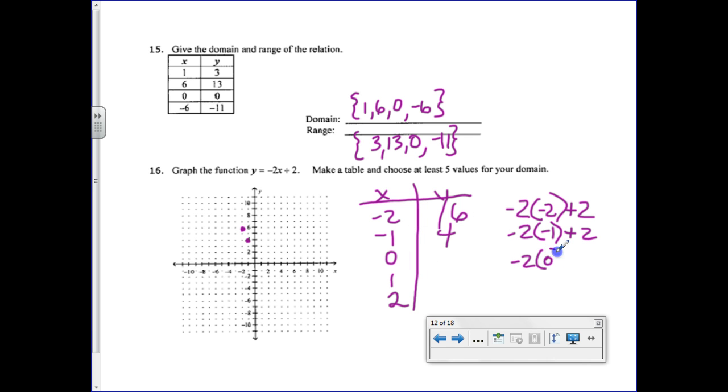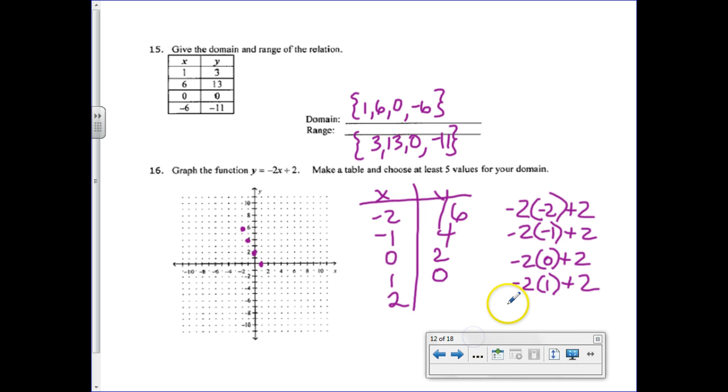Plug in 0. -2 times 0 plus 2 gives me 2. So I'm crossing the y-axis right there. Plug in a +1 for my x value. You get -2 plus 2, that's 0. So at +1, I'm at 0. That's exactly where I cross the x-axis.